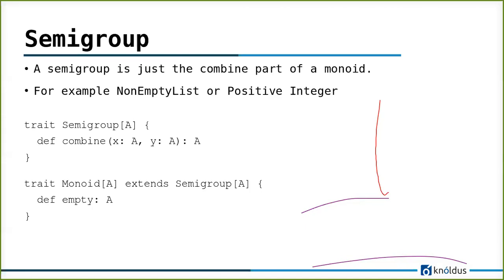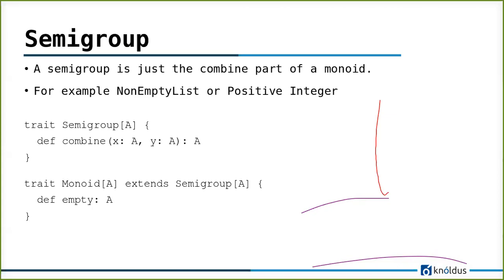And then there is one trait again, that is monoid, which we have discussed in the earlier slide, which extends the semigroup. So this is how we do things in cats also. Monoid, which contains an empty method, extends semigroup, which contains the combine method. So in the monoid, we have both combine and empty, but in the case of semigroup, we have only combine. This way we can create semigroup as well as monoid. So now this one is for the Scala standard library.